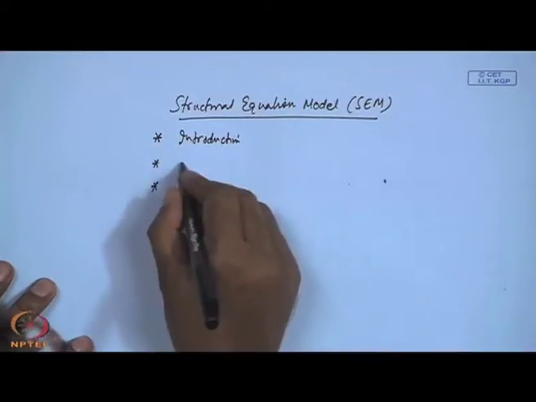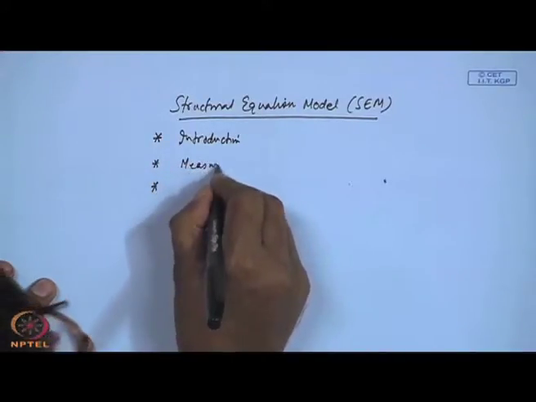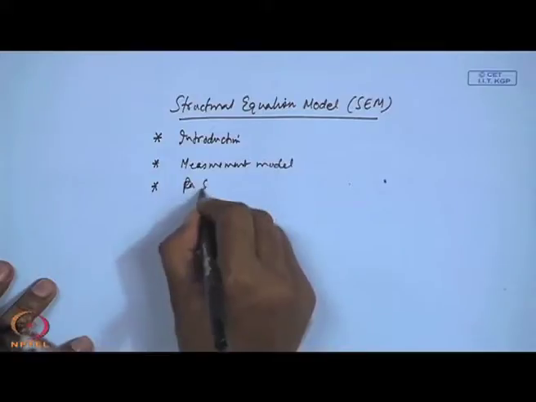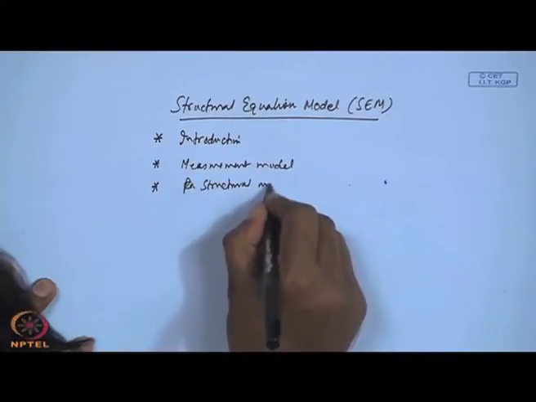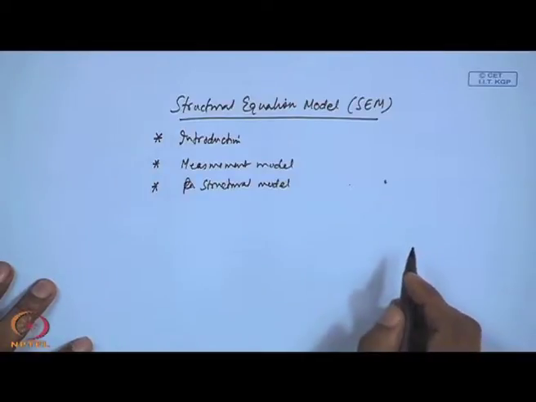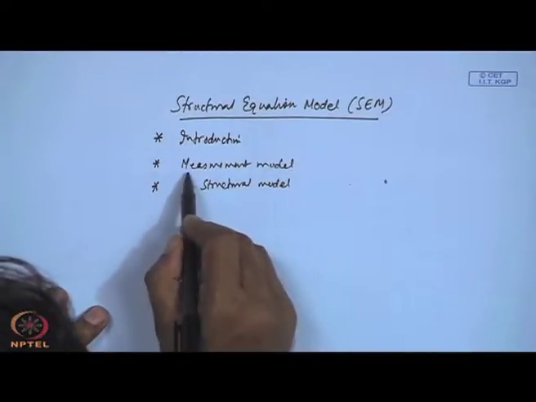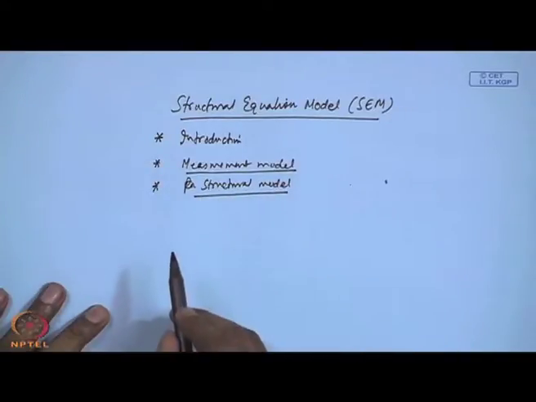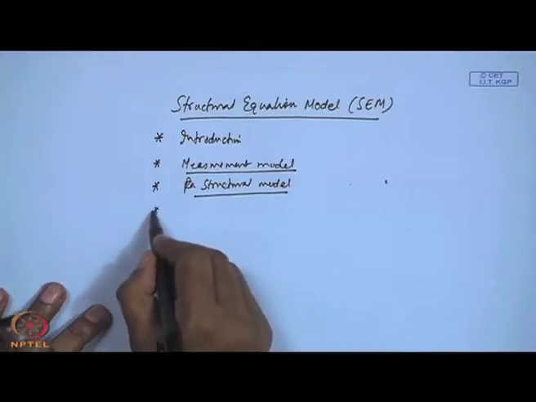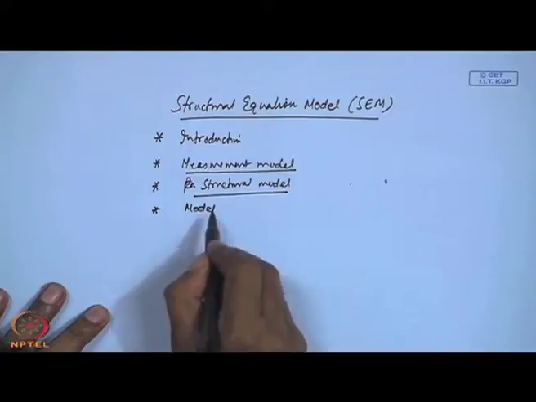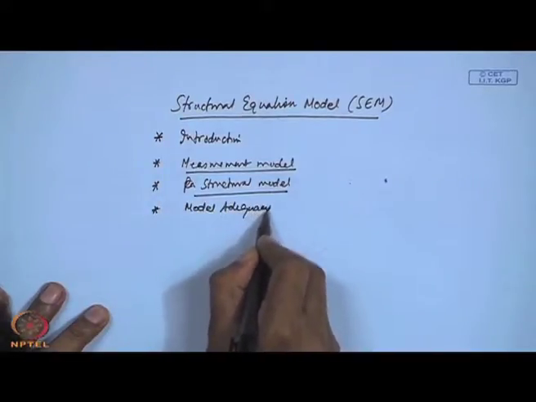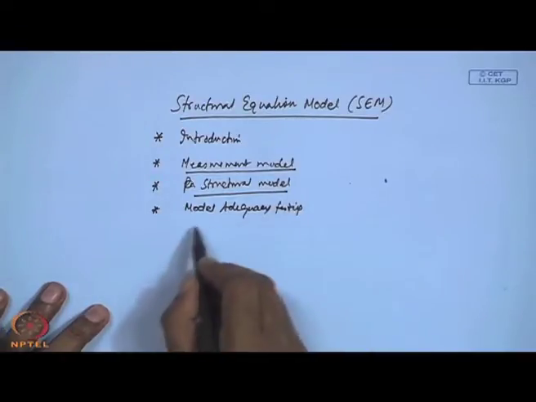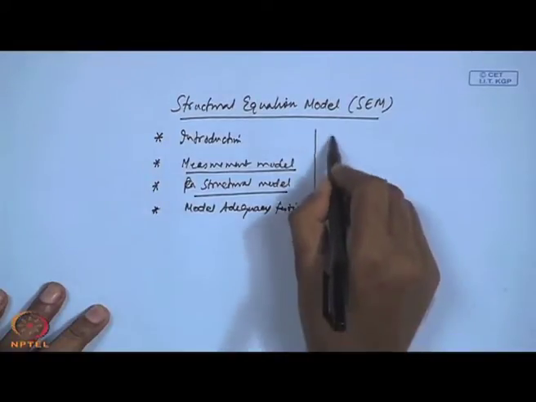For example, it consists of a measurement model, and it also consists of a path model or structural model. We will elaborately discuss this measurement model in the next class, then we go for path model discussions, and then there will be model adequacy testing. And obviously I will discuss a case study, one case study all through.